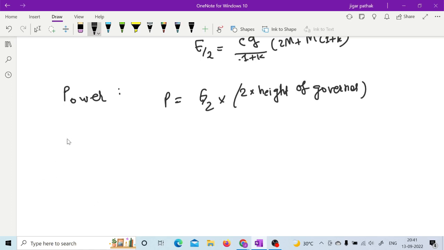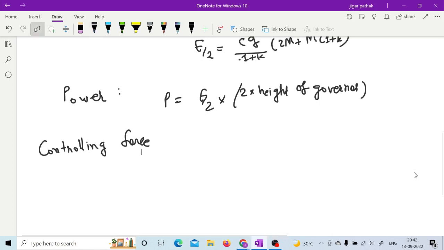And finally you can have an idea about the controlling force, right? So controlling force is also required in a governor. Whenever you are having the centrifugal force acting on your governor, there must be some controlling force acting in order to keep it in equilibrium, right? So these are the different forces acting in your governor, right?